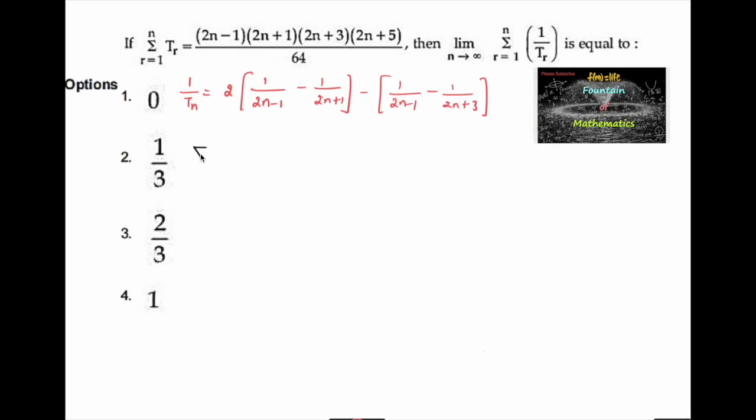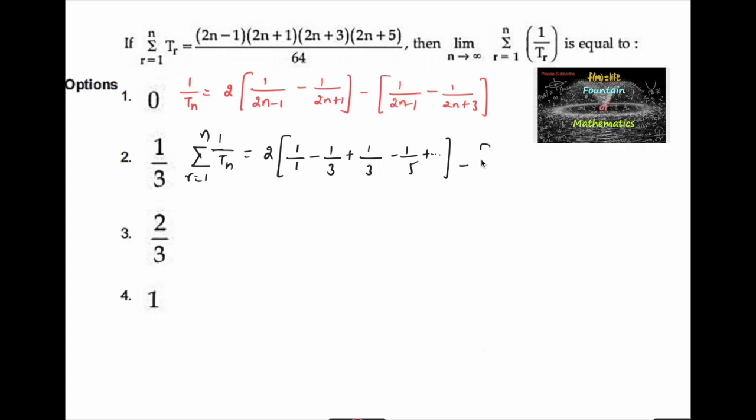Now applying summation. So we get summation r is equal to 1 to n, 1 upon tr is equal to, so we can write 2 times of, when r is equal to 1, so here we can write 2 ones are 2, 2 minus 1, 1 upon 1 minus 1 upon 2 ones are 2 plus 1, 3, and again plus, if r is equal to 2, we'll get 1 upon 2 2s are 4 minus 1, 3, minus 1 upon 2 2s are 4 plus 1, 5, and so on.